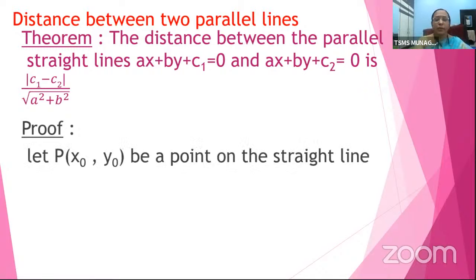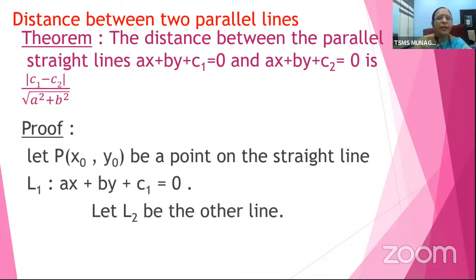We have to look into the proof. Let P(x0, y0) be a point on the straight line L1, which is ax + by + c1 = 0. And we have another line L2, which is ax + by + c2 = 0. Now let me substitute this point (x0, y0), which is lying on L1, in place of x and y.